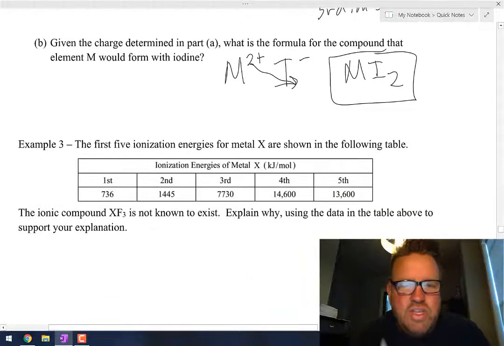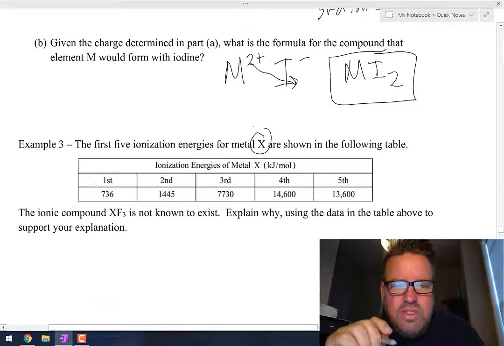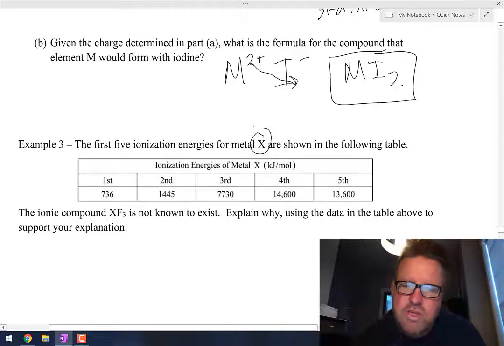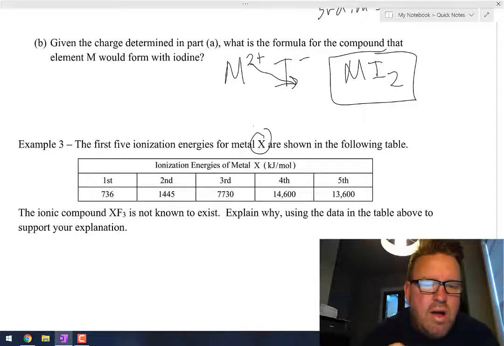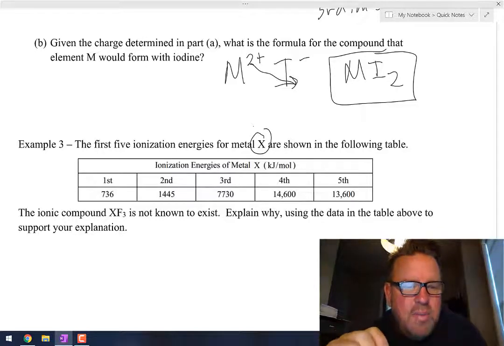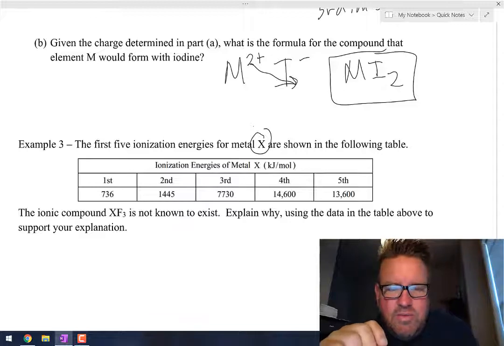Okay, example 3. The first ionization energies for element X, for metal X, are shown in the following table. So we know it's a metal, and metals always lose electrons. The ionic compound XF3 is not known to exist. Explain why using the data in the table above to support your explanation.